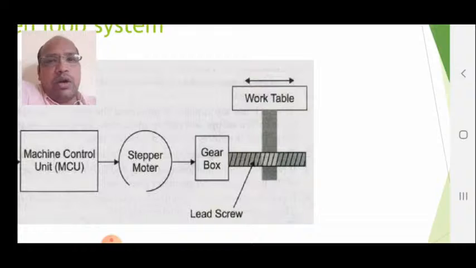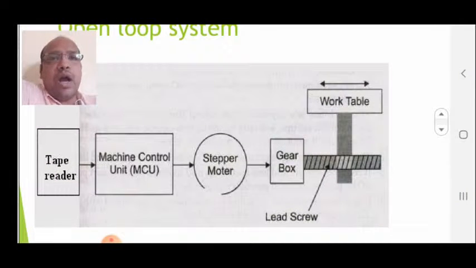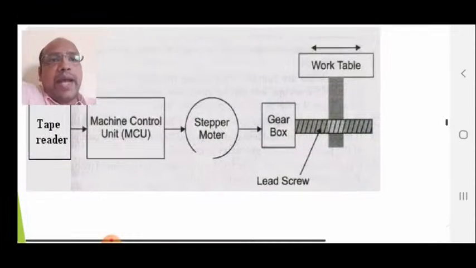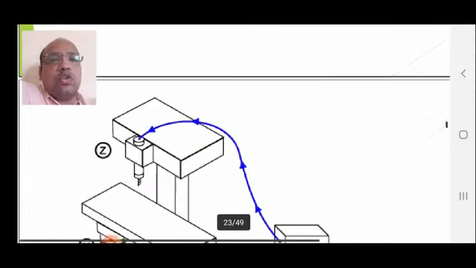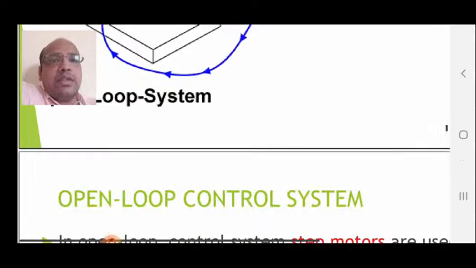So there should always be calibration of the output of these systems. In open loop systems, that does not happen. The work table does not give feedback to the machine control unit, so that the machine control unit can improve the control over the stepper motor and the gearbox. That lacuna is covered by a closed loop system that we can see here.